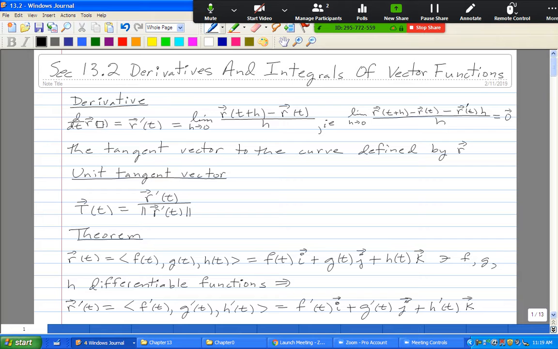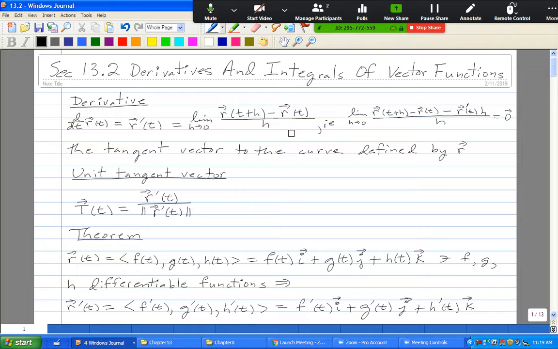And so the derivative of r with respect to t is just a limit as h goes to 0 of the vector function r evaluated at t plus h minus the vector function r evaluated at t, all divided by h.